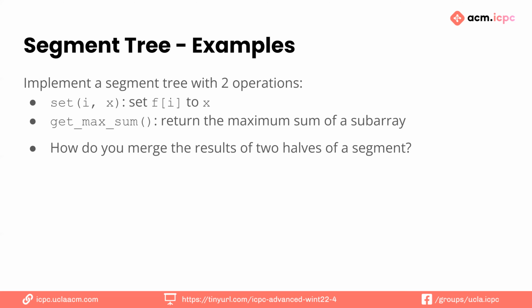All right, that's the idea. So the maximum contiguous sum in the combined segment is either the maximum sum in the right array or in the left, or it could go across the two segments. So the problem is, how do you find the one that goes across? You would have to have the maximum prefix of the right half and the maximum suffix of the left half.